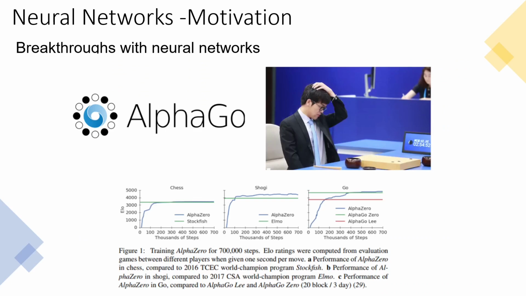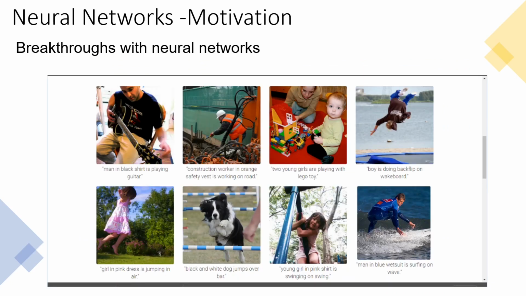With neural networks, people created artificial intelligence that can beat humans in AlphaGo, which is a pretty complicated game. With help of neural networks, we can now summarize the content of images. Okay, so these are basically generated by AI that's describing the content of the image. A man in black shirt is playing guitar, for example, or a construction worker in orange safety vest is working on road. That's pretty amazing, basically.